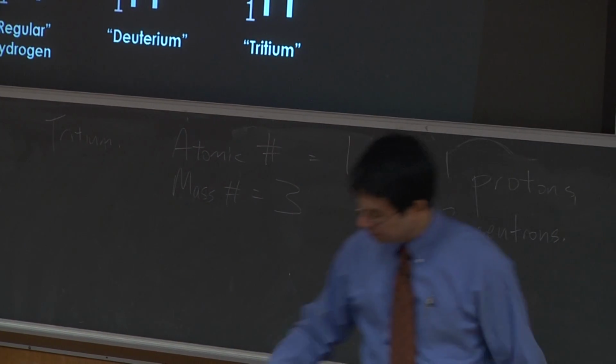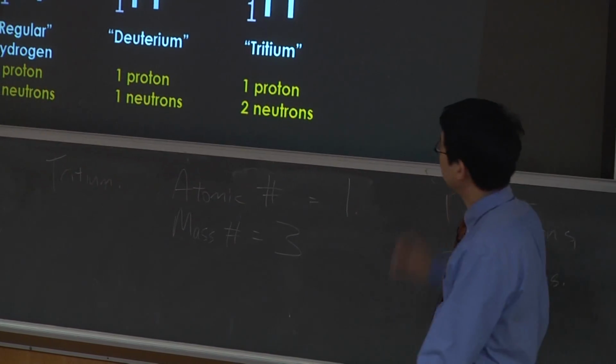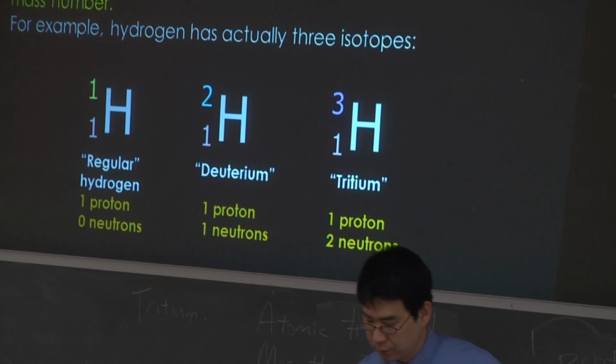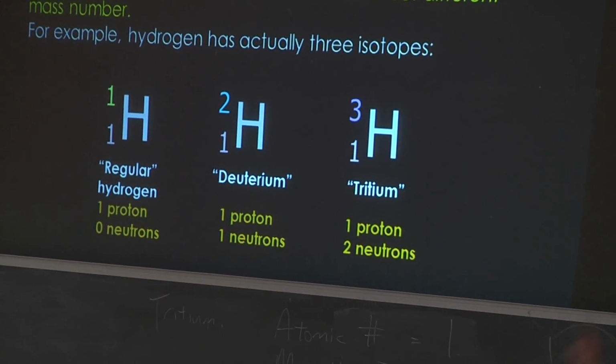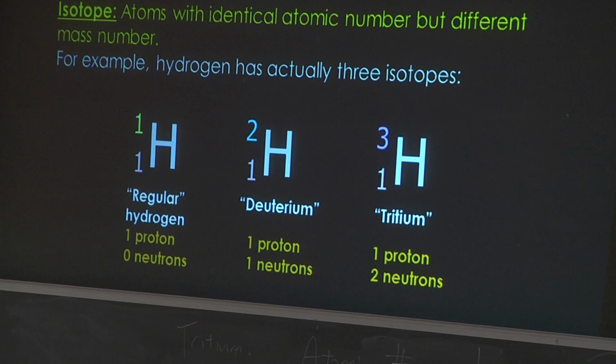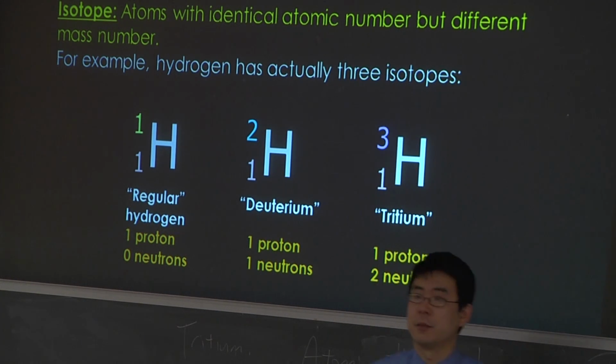You can do this. If it has 1 proton, it's hydrogen, regardless of whether it has 0 neutrons, 1 neutron, 2 neutrons, or 370 neutrons. It doesn't really exist, but if it did, it would still be hydrogen.